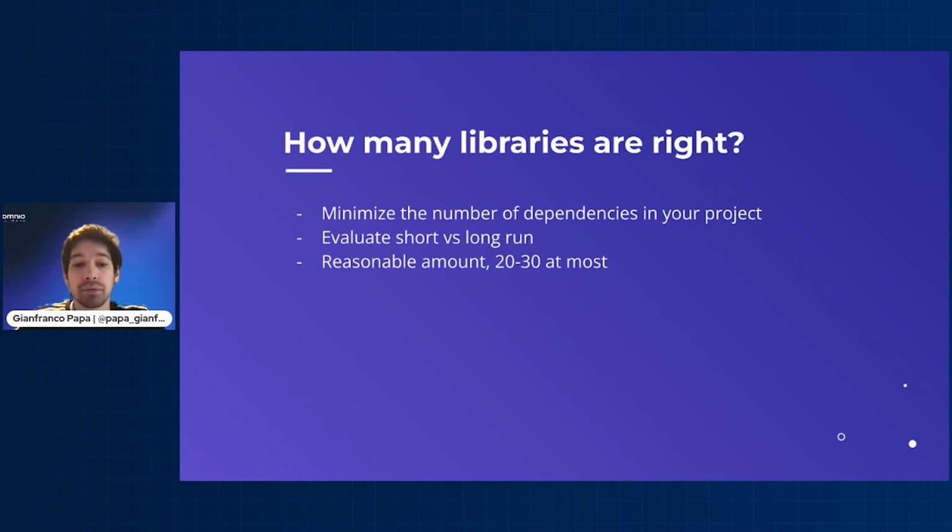But we have to also evaluate what would be the best decision in terms of the short and the long run, right? Maybe it makes sense to integrate a library in the short term, but then in the long term it doesn't make sense because it doesn't provide us a lot of flexibility. So the thing here is that we have to practically measure the number of libraries that we have in our project to keep it more or less controlled over time.